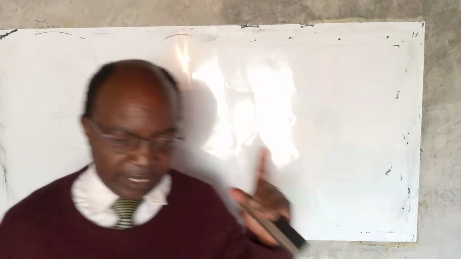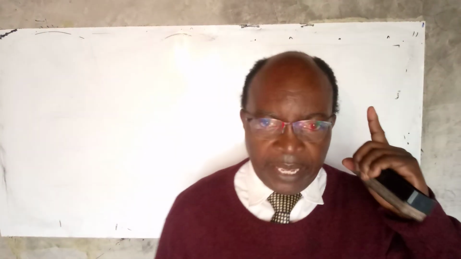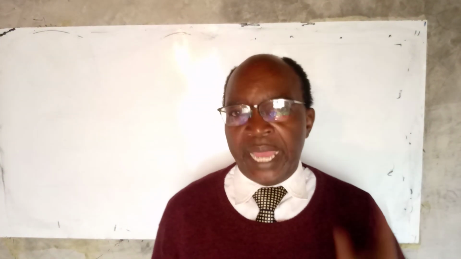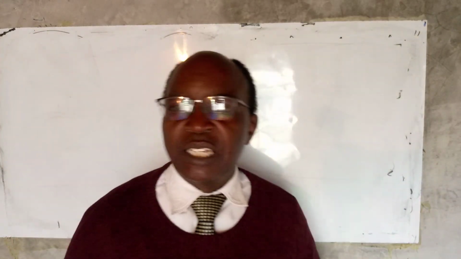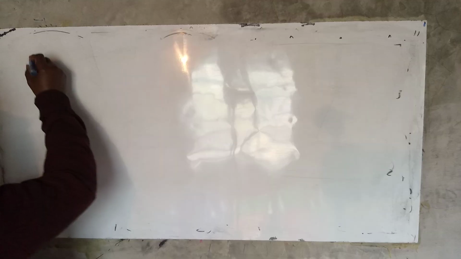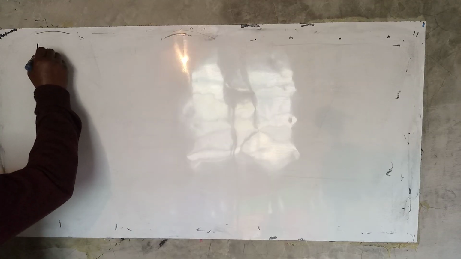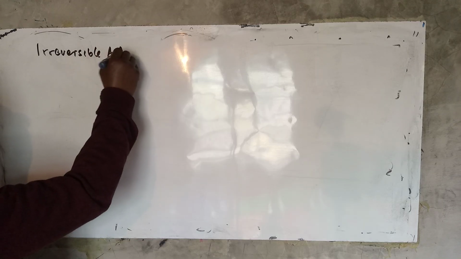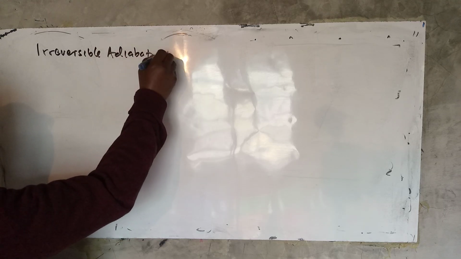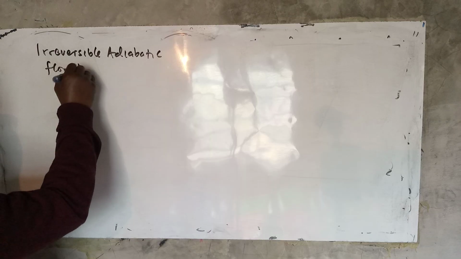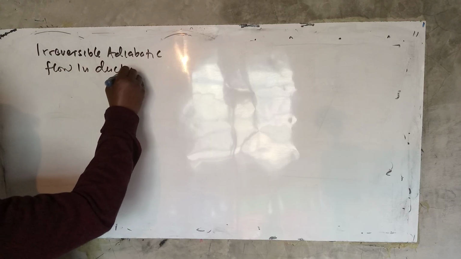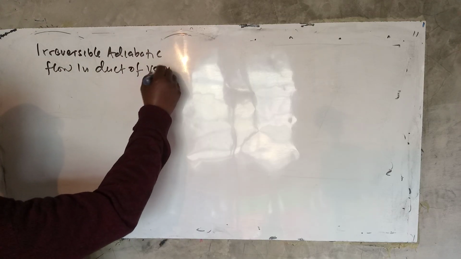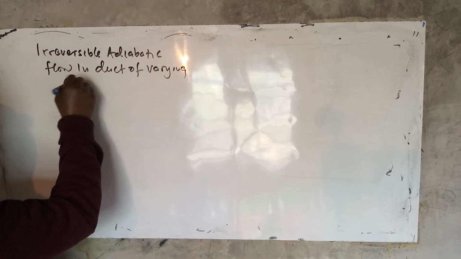Today we will look at irreversible adiabatic flow in ducts of varying areas. Flow in a duct of varying area.